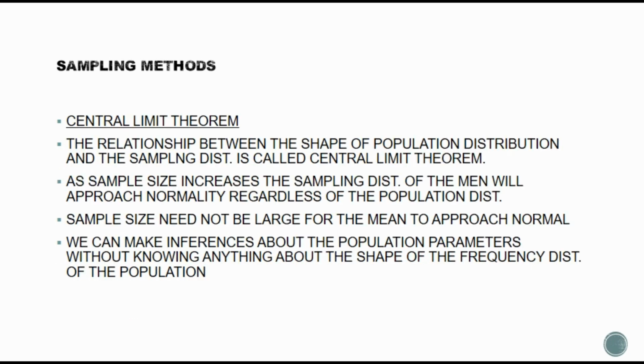Central limit theorem. Now, this is the relationship between the shape of the population distribution and the sampling distribution. It is called the central limit theorem. As sample size increases, the sampling distribution of the mean will approach normality regardless of the population distribution. Now, sample size need not be large for the mean to approach normal. We can make inferences about the population parameters without knowing anything about the shape of the frequency distribution of the population.